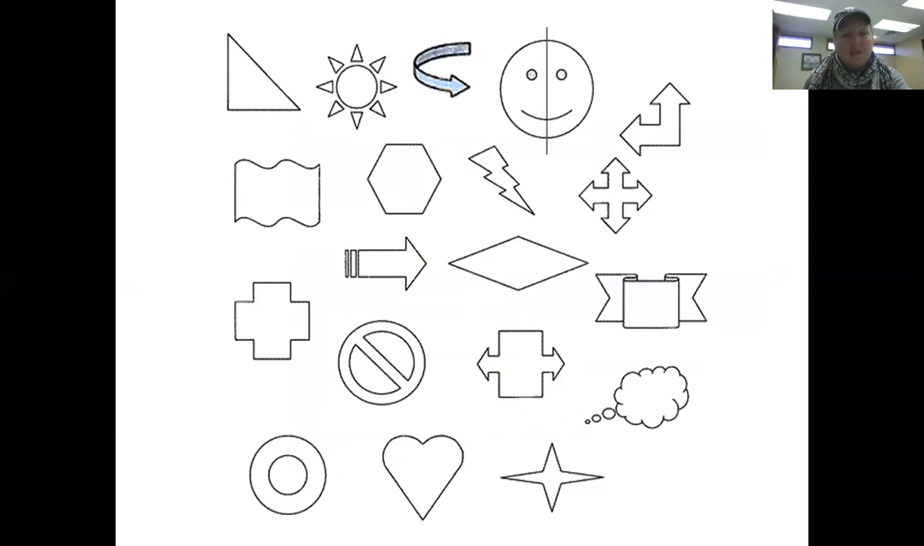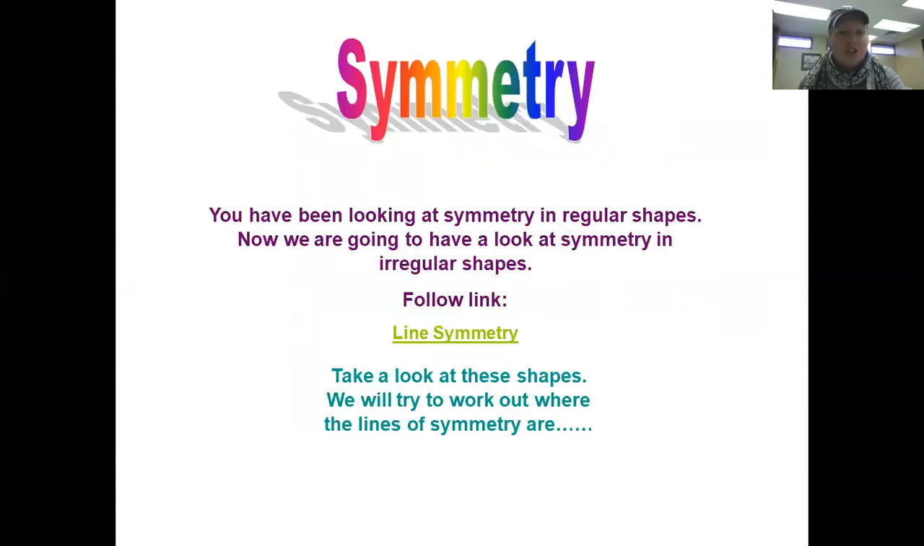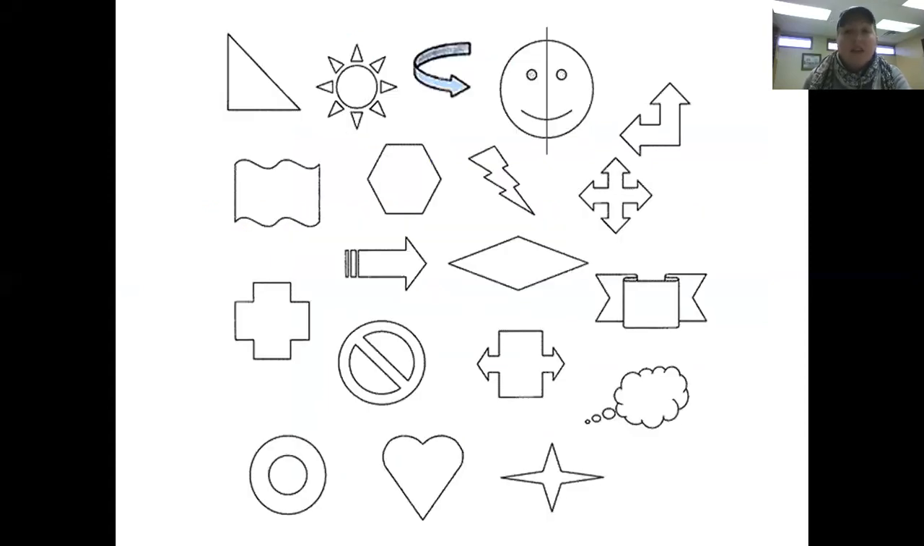We already did this. Okay, so take a look at these shapes, and we will try to work out where the lines of symmetry are. Let's look at these shapes. We have a smiley face man. Where would his line of symmetry be? It shows you it's right down the middle.